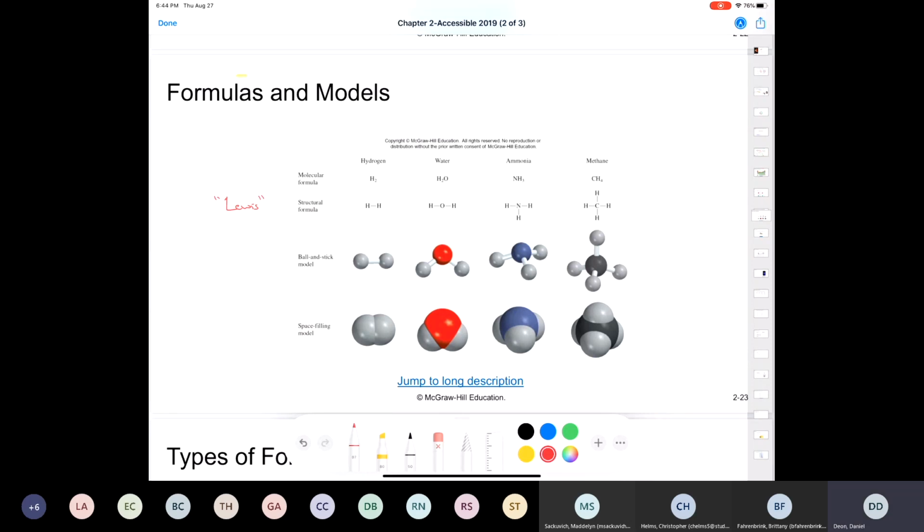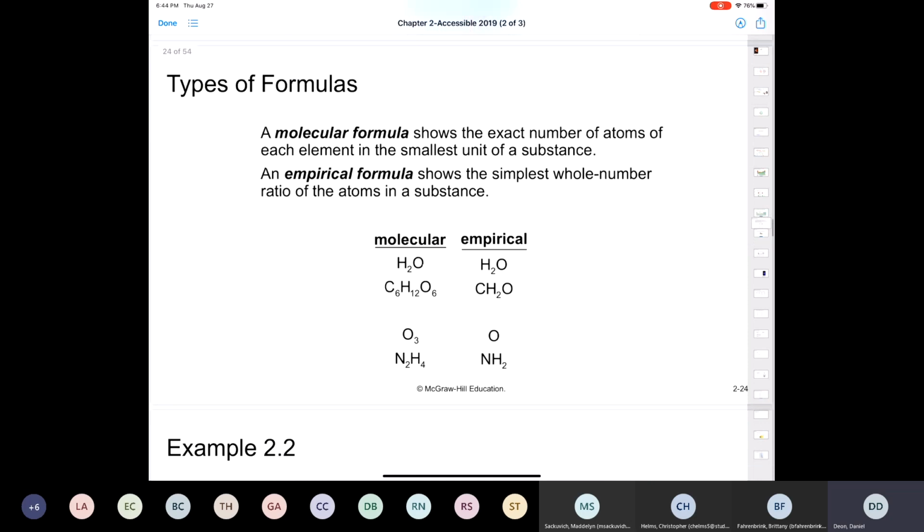Both of those are used to help us understand the geometry or the shape of molecules, and to help us understand the relative sizes of atoms and molecules sometimes with those space filling models. Anyhow, let's get back to formulas here for a second. We can have what's called a molecular formula or an empirical formula. Let me show you the difference, and you have to know these. A molecular formula shows the exact number of atoms of each element in the smallest unit of the substance.